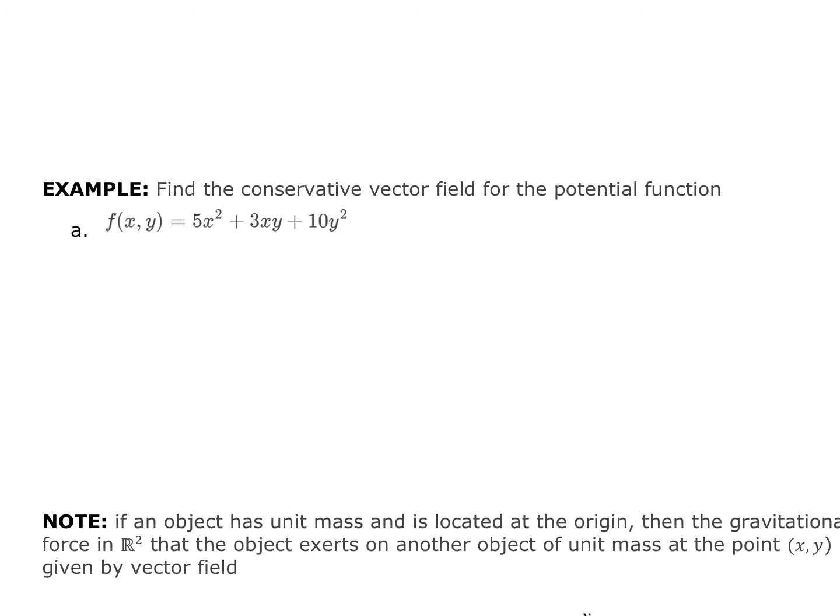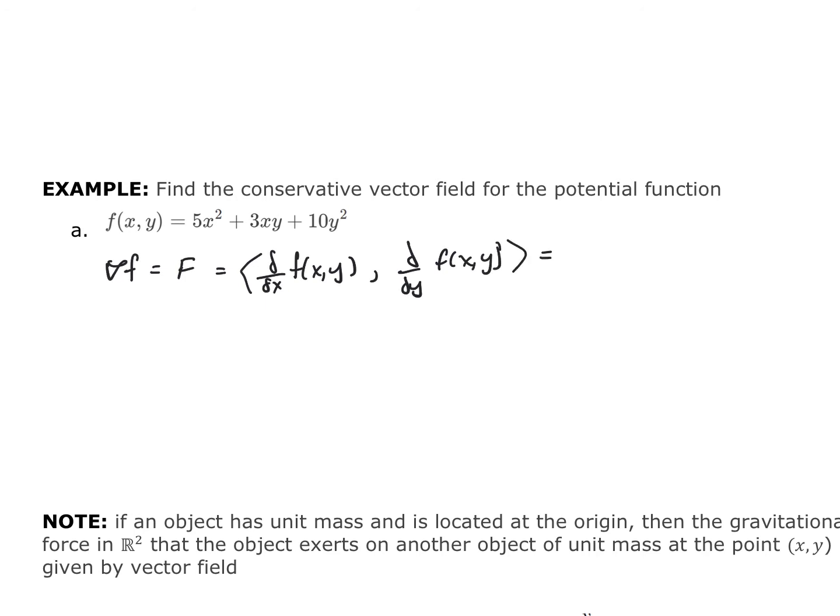So here is my function, and I want to find the conservative vector field for the potential function. The first thing we're going to do is find our gradient. I'm going to find my gradient of f, which is going to give me my vector field. This is going to be equal to the partial of my function with respect to x of f of x,y, and then my partial with respect to y of f of x,y.